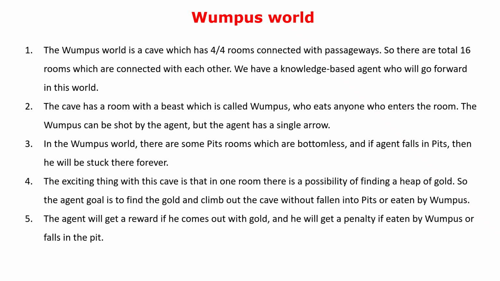The knowledge based agent goes forward into the environment of the world. Generally the cave has a room with a monster which is named the Wumpus. It eats anyone who enters the room. The Wumpus can attack the agent, but the agent has only a single arrow. Because of that single arrow, the Wumpus can be killed once. Otherwise the monster will eat the agent.